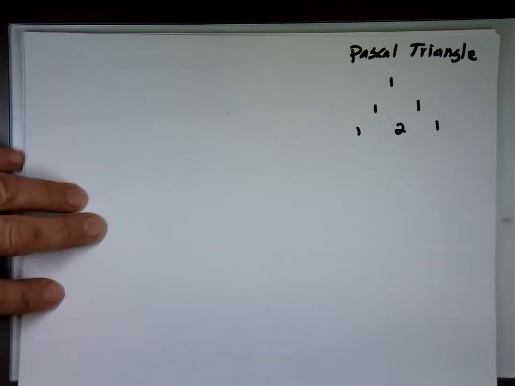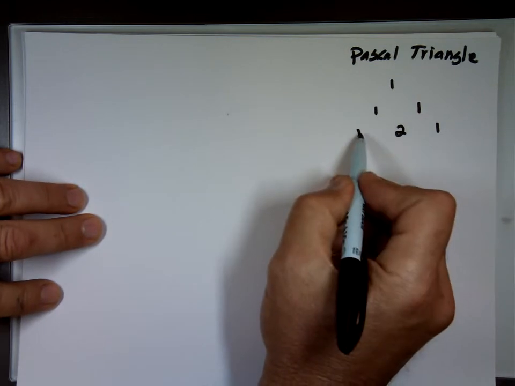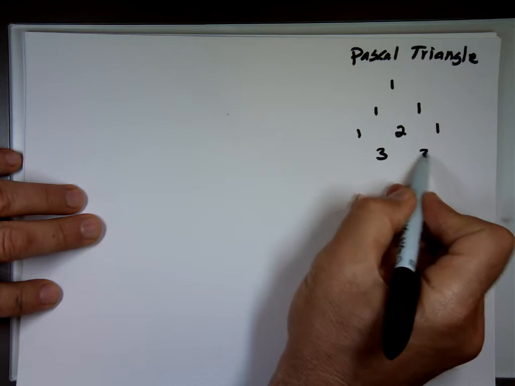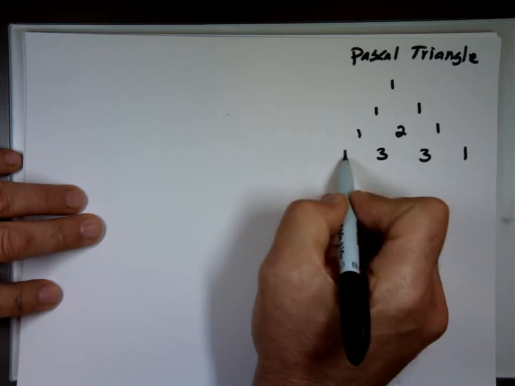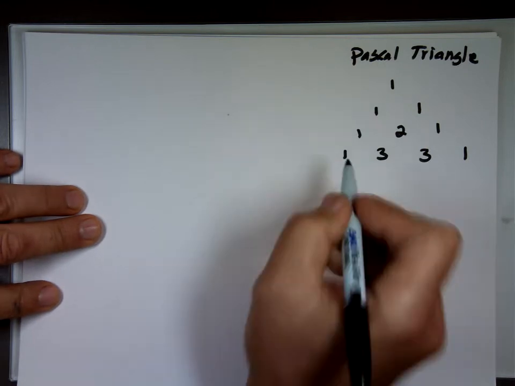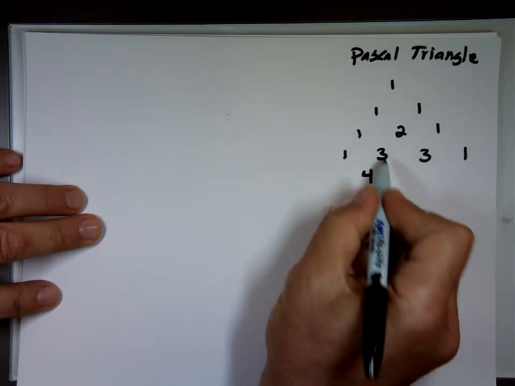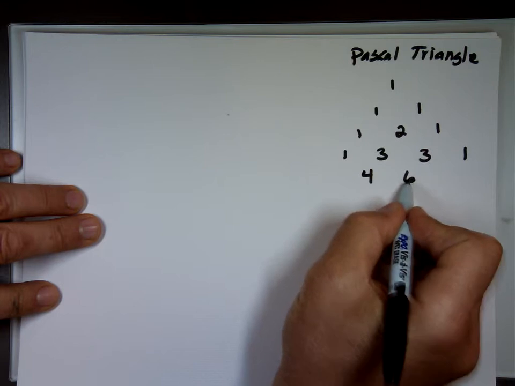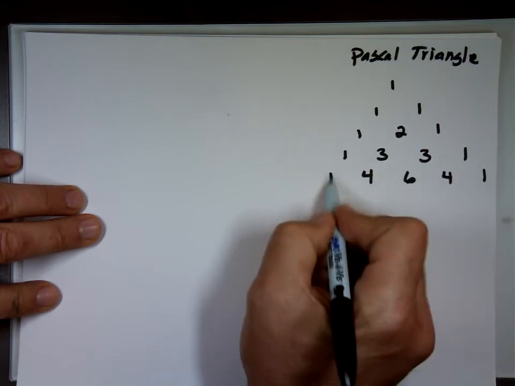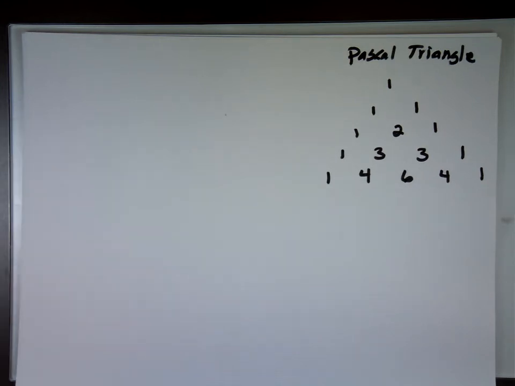The next one, 1 and 2, 3, 2 and 1, 3 and 1's on the outside. The next one, 1 and 3, 4, 3 and 3, 6, 3 and 1, 4 and 1's on the outside. And I can keep going. How is that going to help me?